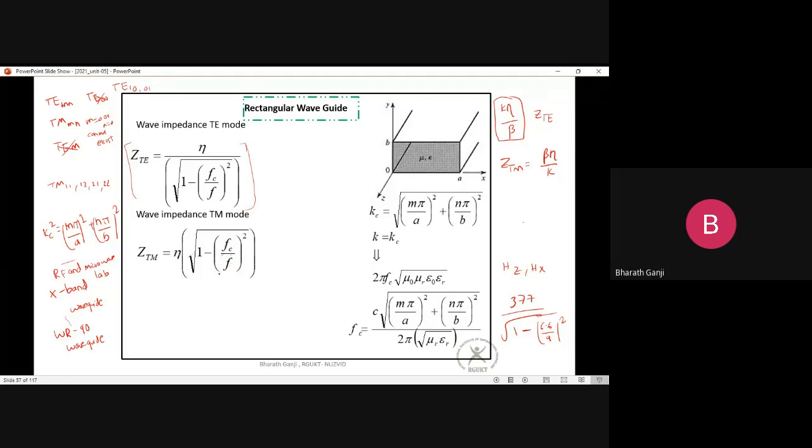So here, for TM mode, because this is a number which will be less than 1, this tells me that the wave impedance will be less than eta.